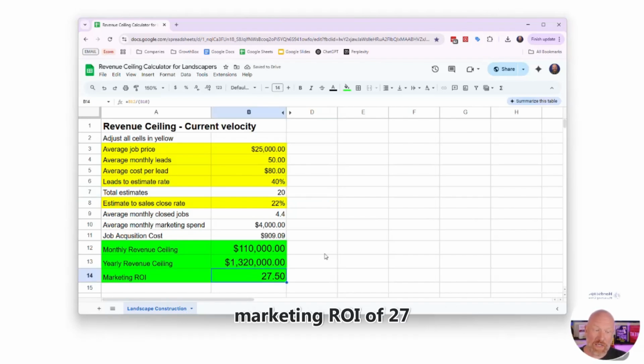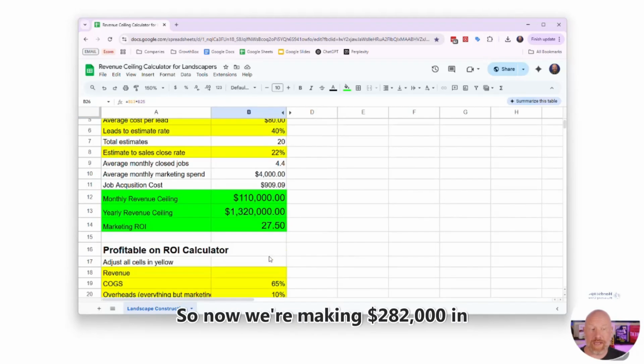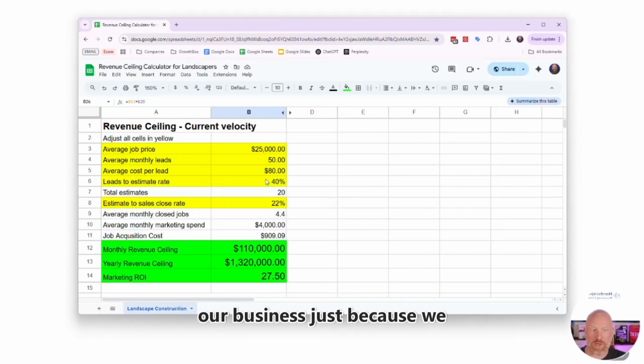A marketing ROI of 27. Our profit percentage jumped up from that 19 to about 21. So now we're making $282,000 in our business just because we changed our lead to estimate and our estimate to close rate. Pretty awesome.